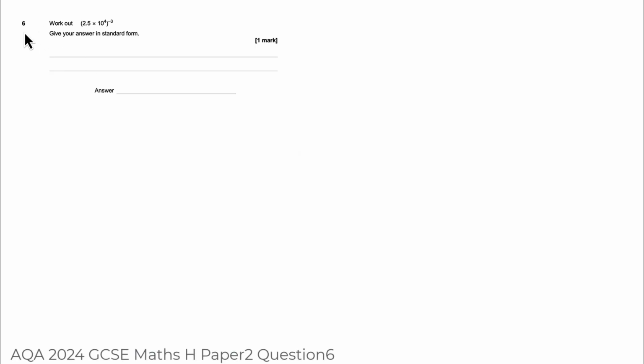So here's question 6. It's a standard form calculation that we have to do. We're told to take the number 2.5 times 10 to the power 4, and that number is written in standard form. Remember, standard form numbers have a number between 1 and 10 multiplied by some power of 10. So there's a number written in standard form, and we're asked to calculate that number raised to the power -3.